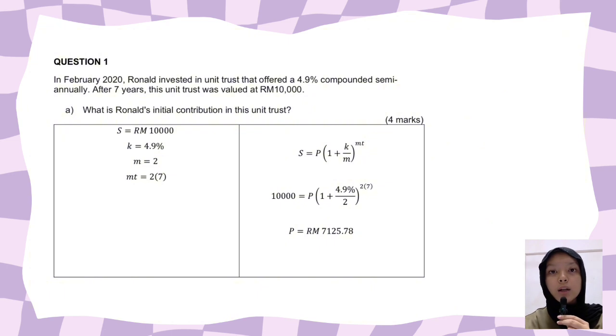So S is RM 10,000, and the annual interest rate is 4.9%. Compounding frequency is 2 because it is compounded semi-annually. Let's calculate it. 10,000 equals P bracket 1 plus 4.9% over 2 close bracket power 2 multiply 7. So the final answer for P is RM 7,125.78.